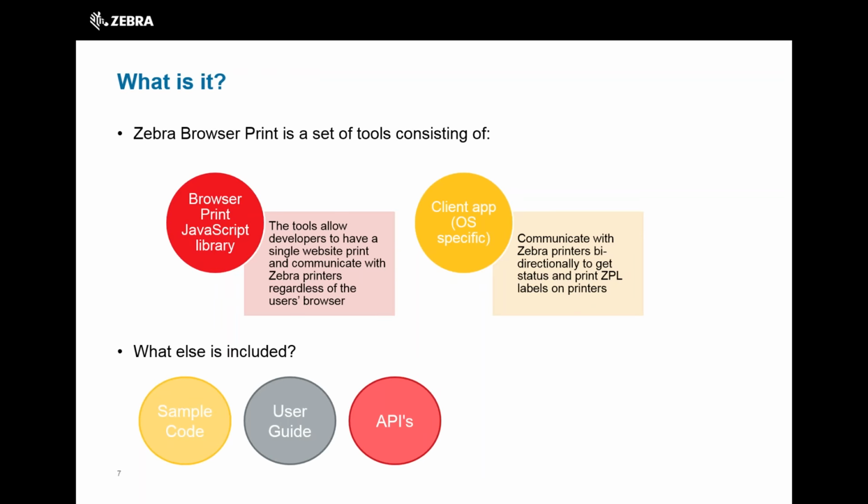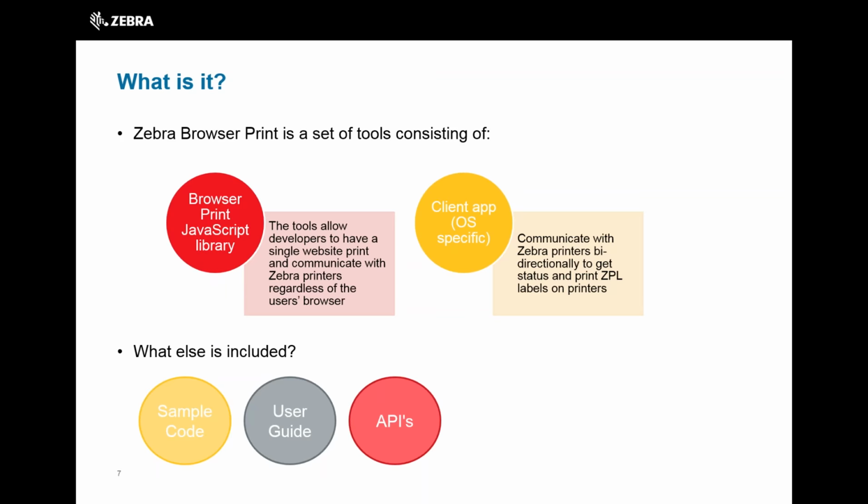So what Browser Print is, it's two different things. We have a JavaScript library which developers can use to put into their web app and enable the communication out to the printers. And then there's the client app, which your users will have to install onto their PCs in order to get Browser Print to work. So those two things work in conjunction.